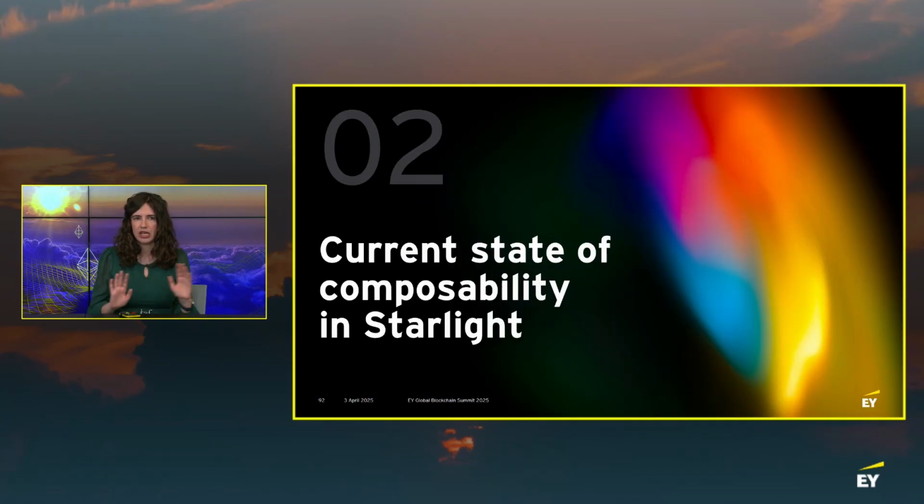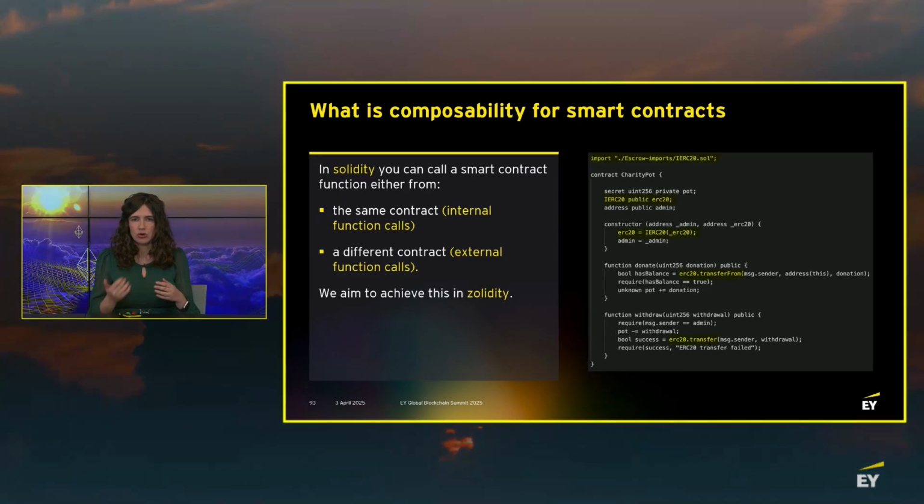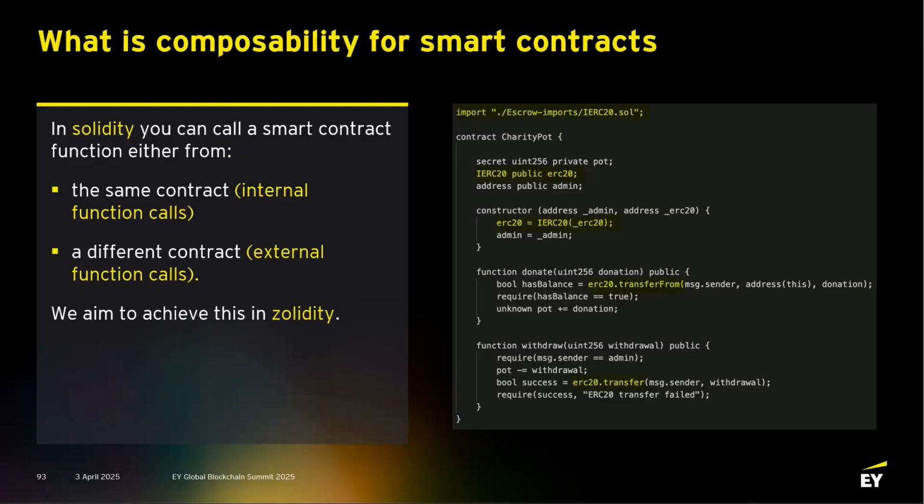Okay, so that was a quick intro to Starlight. So now I'm going to talk a little bit about the current status of composability in Starlight. Starting off with what is composability in general for smart contracts. In Solidity, with an S, we already have composability. So you can call a smart contract function either in the same contract or in a different contract.